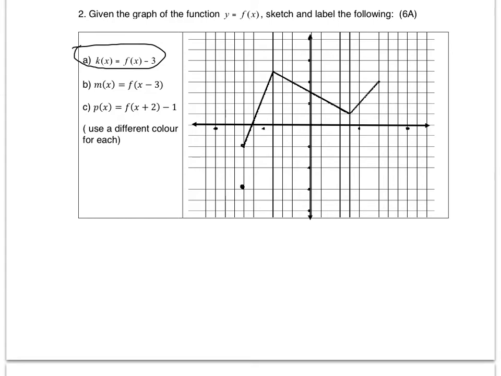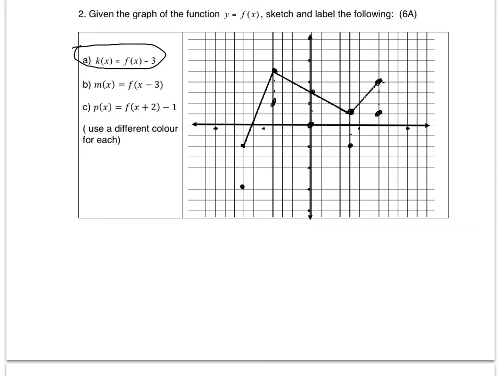For this point here, I'm going to go 3 units down, so 1, 2, 3, I'm going to end up here. For this point here, I'm going to go 1, 2, 3 down, so I'm going to end up here. For this point here, I'm going to go 3 units down, and I'm going to end up here. For this point here, I'm going to go 3 units down, and I'm going to end up here. And what I'm going to do is that I'm just going to connect the points together.